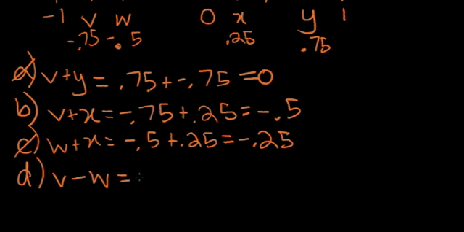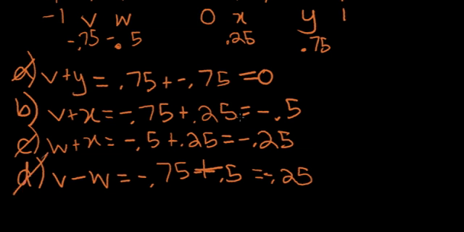V minus W is negative 0.75 minus negative 0.5, so these cancel out and turn into a plus. So negative 0.75 plus 0.5 equals negative 0.25. So we can cross this one off too, because there's already a negative 0.5.